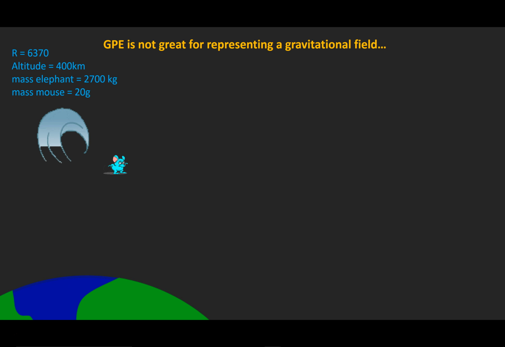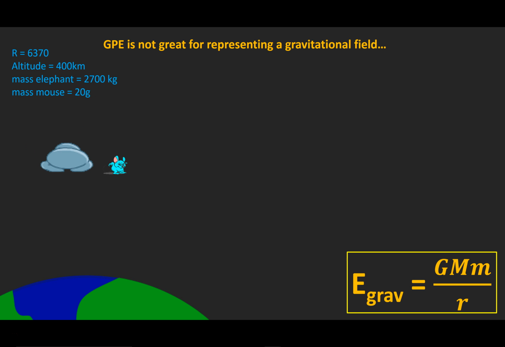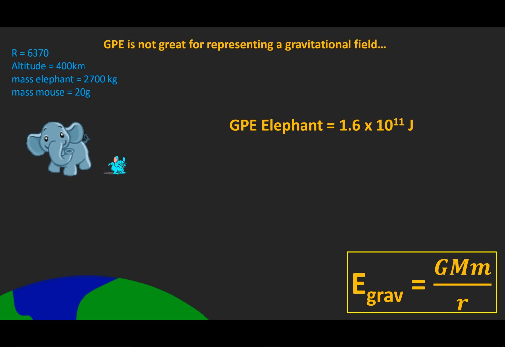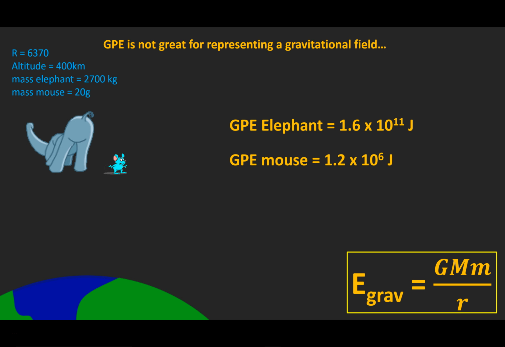And GPE in itself is not great for showing us the true nature of the field. If I've got an elephant and a mouse, both 400 kilometres above the surface of the Earth, and with vastly, vastly different masses, we know they're going to have very different gravitational potential energies. And in fact, when you pop those figures into the calculation, you get that the gravitational potential energy for the elephant is 1.6 times 10 to the 11 joules, and for the mouse it's just 1.2 times 10 to the 6.